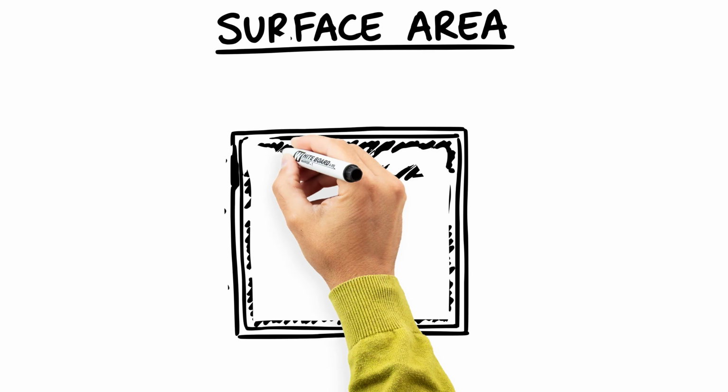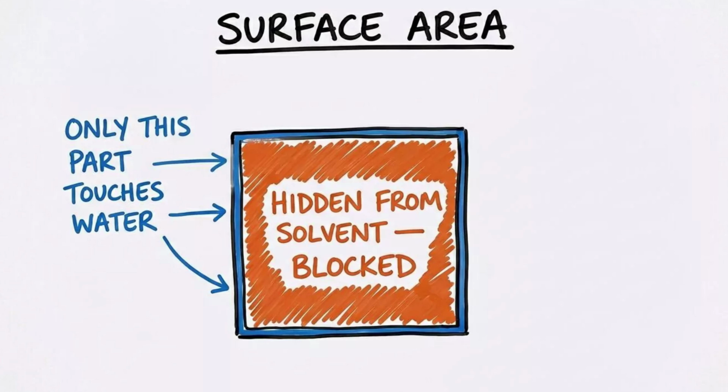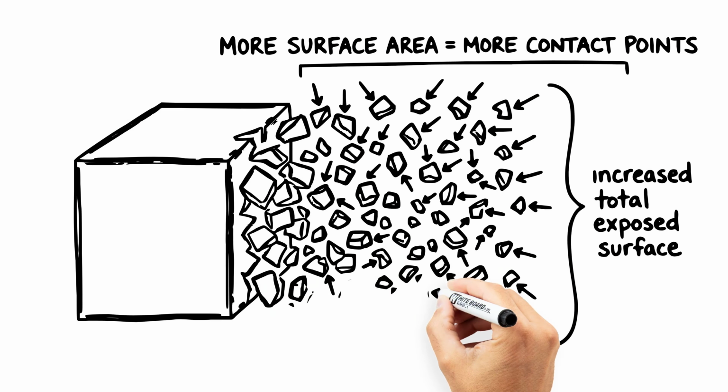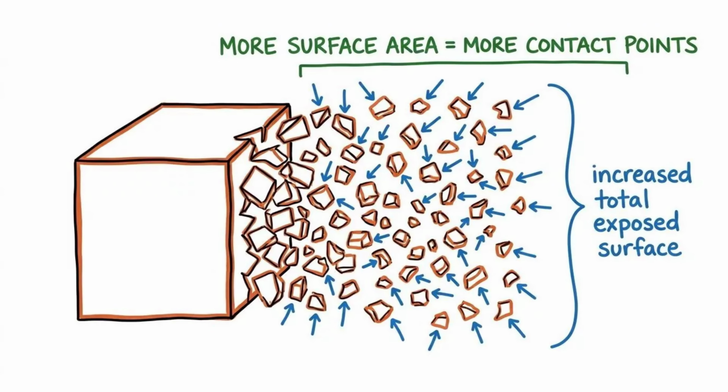Surface area. A big sugar cube only has its outer surface touching the water. The inside is hidden. The solvent cannot reach it yet. Most of the solute is completely blocked off. But crush that cube into powder, and suddenly every tiny particle has its full surface exposed to the water. More surface area, more contact points, more dissolving happening at the same time, all at once.